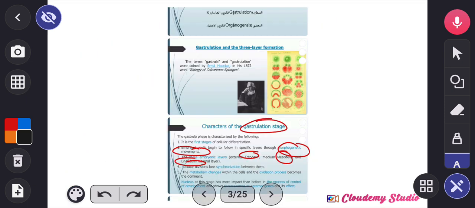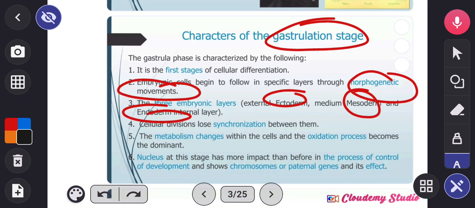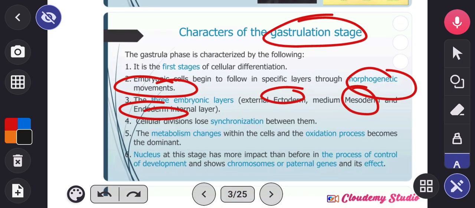Now, remember I told you that synchronization is now lost, which means this 64 is not going to divide into 128. Rather, it can divide into 98, it can divide into 110, because the division of one does not initiate the division of the others. During the early stage, the division of one cell will initiate the division of the other cells. But after there is a large number of cells, synchronization is lost. And that is what they are trying to say here, that cellular division loses synchronization.